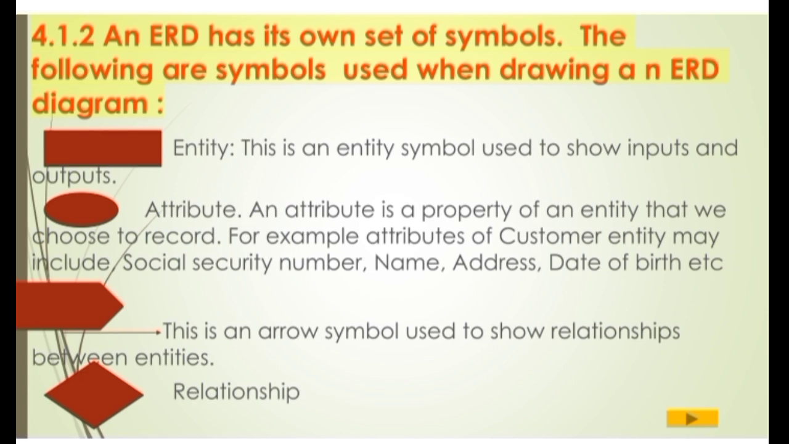4.1.2 An ERD has its own set of symbols. The following are symbols used when drawing an ERD diagram. Entity. This is an entity symbol used to show inputs and outputs. Attribute. An attribute is a property of an entity that we choose to record. For example, attributes of a customer entity may include social security number, name, address, date of birth, etc. This is an arrow symbol used to show relationships between entities. Relationship.